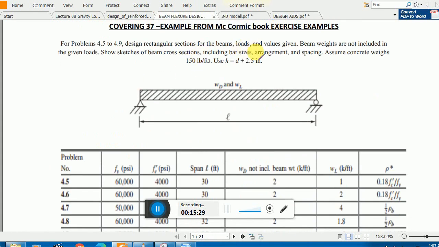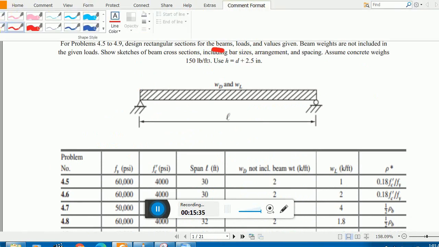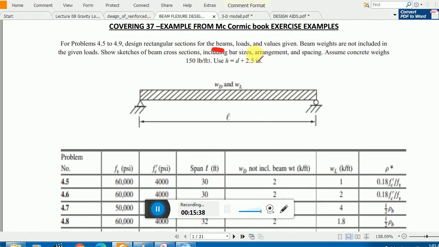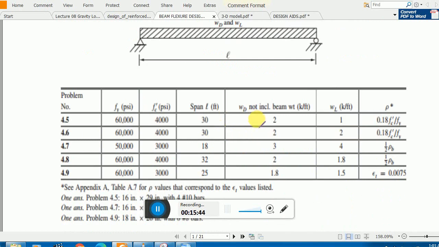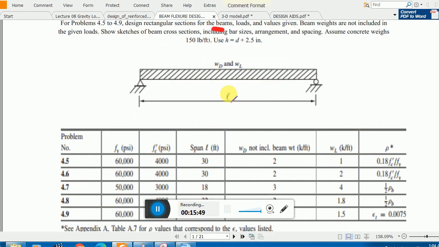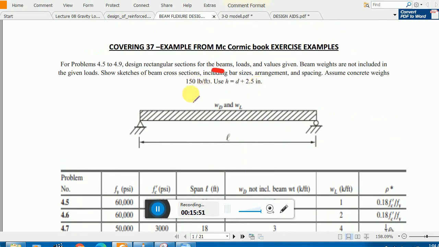You see we have a beam, and beam loads are given. Now loads and values are given. Beam weights are not included. Remember, the beam loads are not included. Already you know the loads are given, which are the imposed loading, live load, dead load, but the beam weight is not included. And the density is given, and the depth will be d plus 2.5, which is the effective cover. And d you have to calculate.